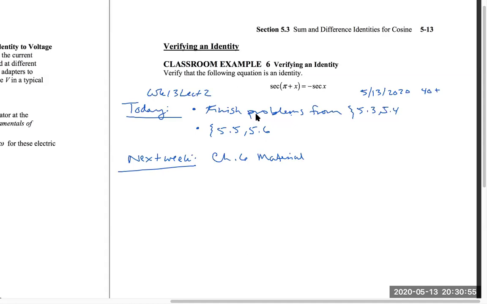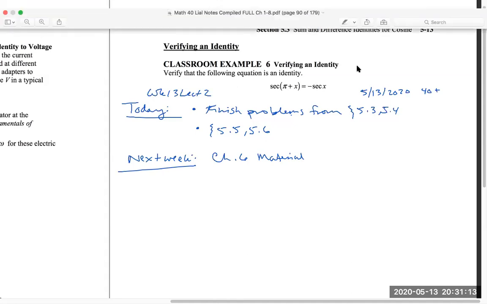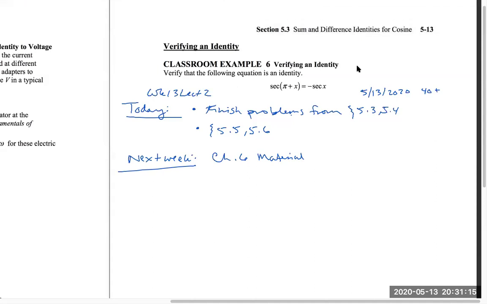I'm going to be going over one problem from 5.3, one problem from 5.4 to start off today's lecture portion. And then I'm going to be going over what you need from 5.5 and 5.6. Next week, we'll get into Chapter 6 material. If you do have questions during this time, just type them in the chat for now or raise your hand in the participant box, and I will take a break in a couple problems to answer those.